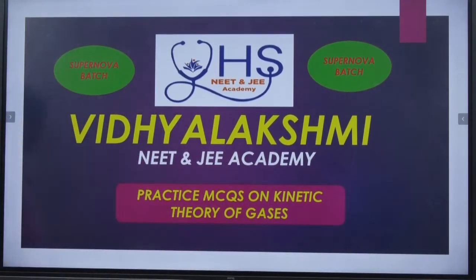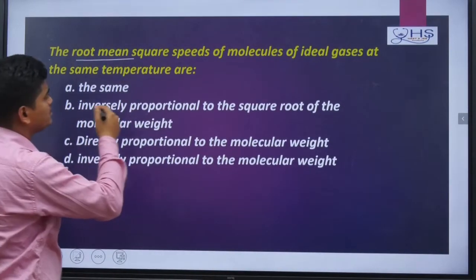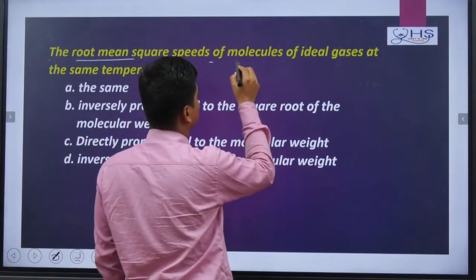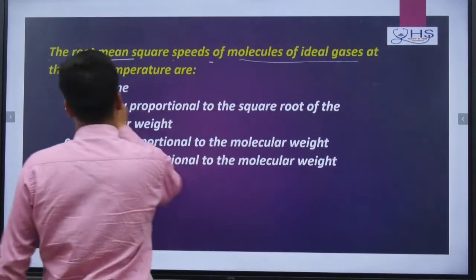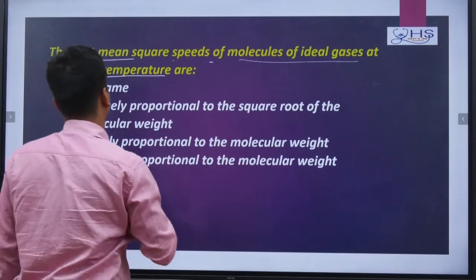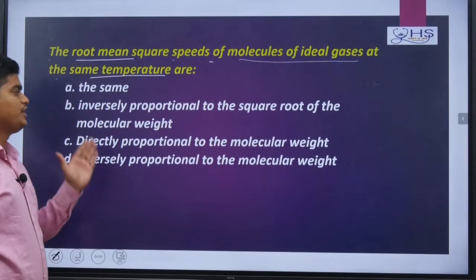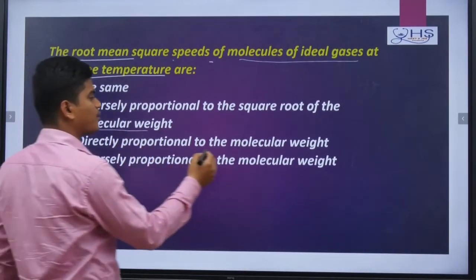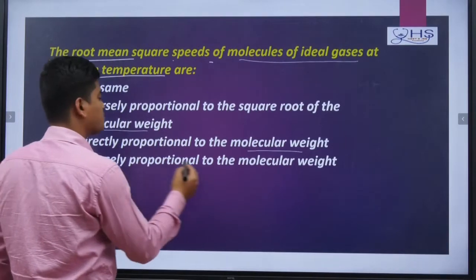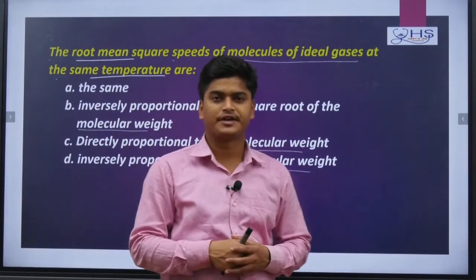So here, in this question, it is given: the root mean square speed of molecules of an ideal gas at the same temperature are what? Some options are given here: same, inversely proportional to the square root of molecular weight, directly proportional to the molecular weight, inversely proportional to the molecular weight. So this type of options are given.